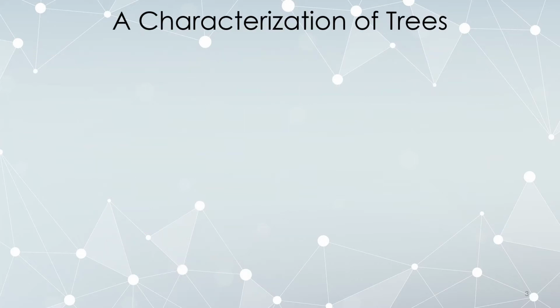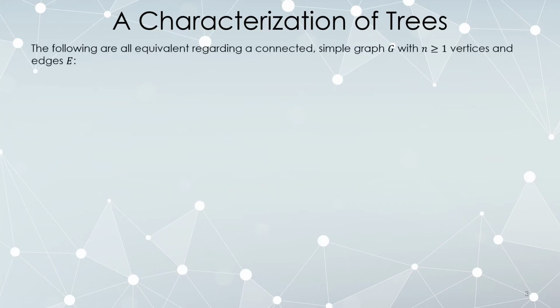It would be nice to have a characterization of trees that was maybe easier to implement than this kind of abstract definition that it is not possible to construct a simple cycle without repeating edges. So the following are all equivalent. In other words, if you have a graph which is connected and simple, in other words, it's not a multigraph, with n vertices and an edge set E, any one of the following conditions will immediately imply all of the others. First, it's a tree.